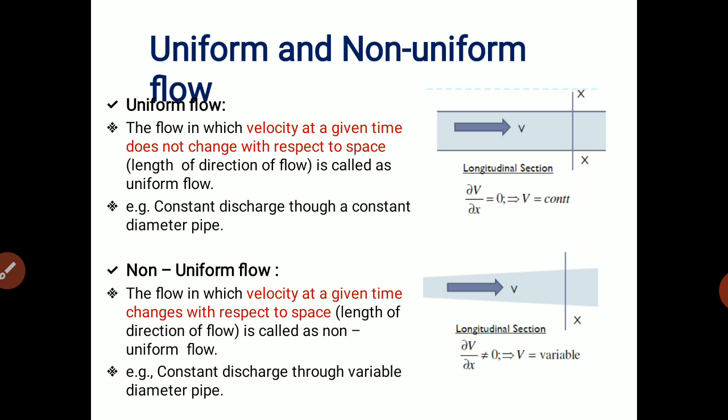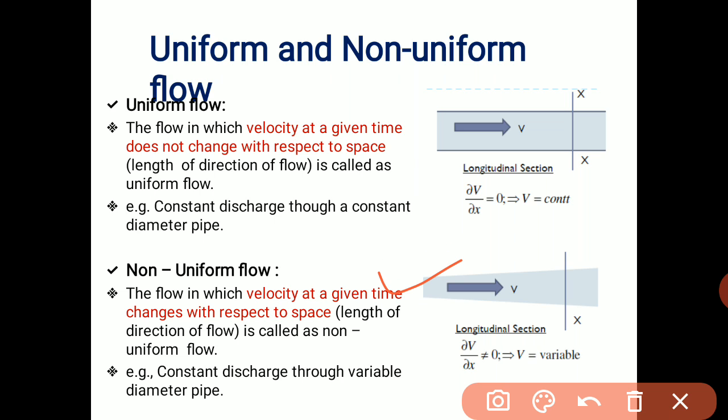And what is non-uniform flow? It is the flow in which velocity at a given time changes with respect to space, with respect to dimension or direction. That is called non-uniform flow. So for example, flow in a pipe with a varying cross section is considered a non-uniform flow.